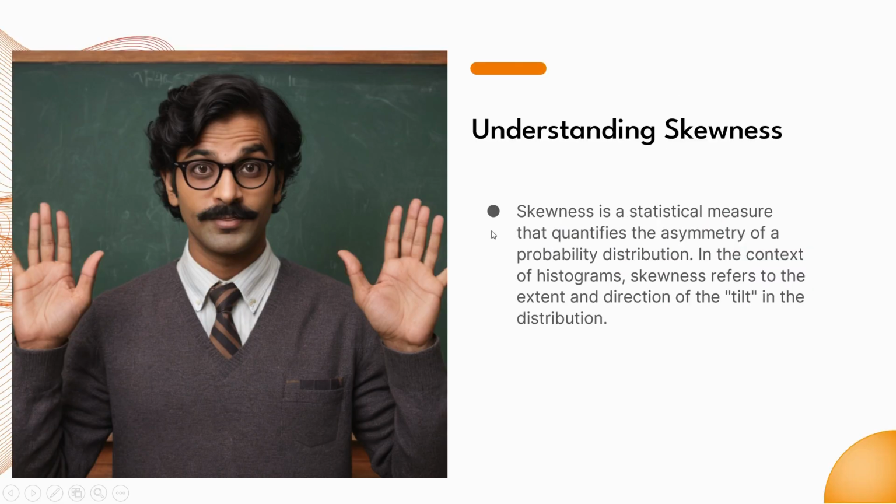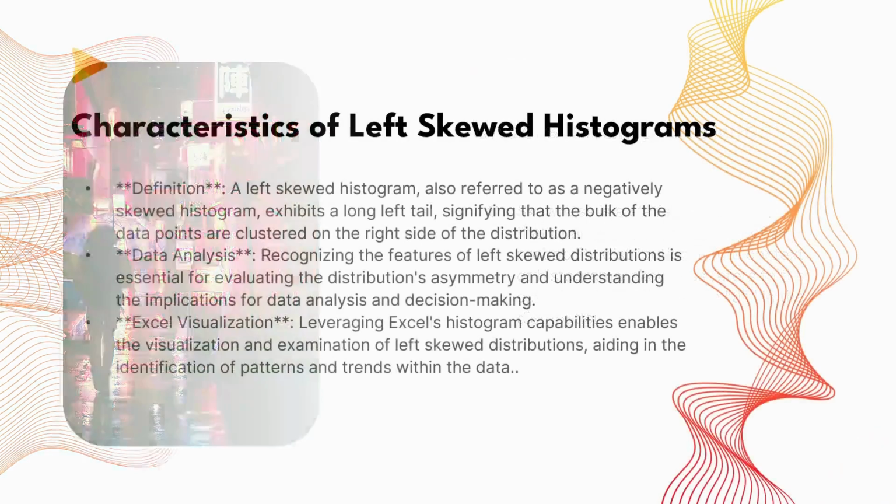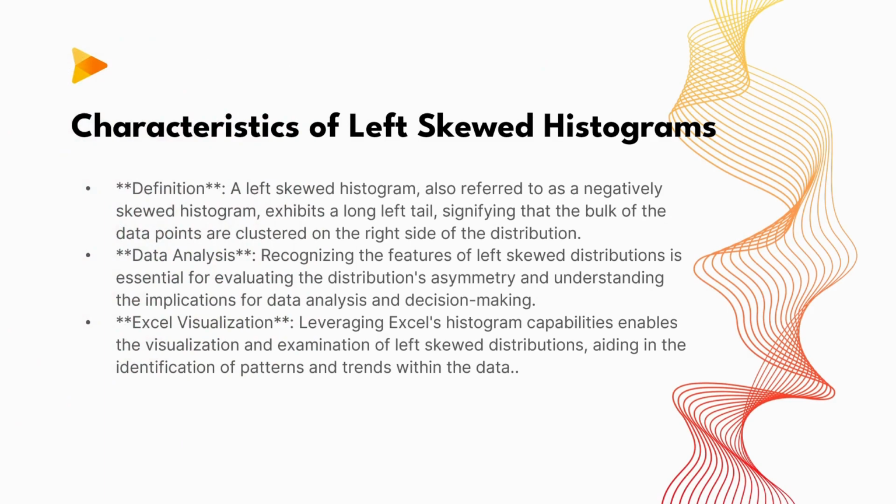First, we need to understand what is skewness. Skewness is a statistical measure that defines the asymmetry of a probability distribution. In the context of a histogram, skewness refers to the extent and the direction of the tilt in the distribution. So based on the skewness of the data, there could be two types of histograms. One is the left-skewed histogram.